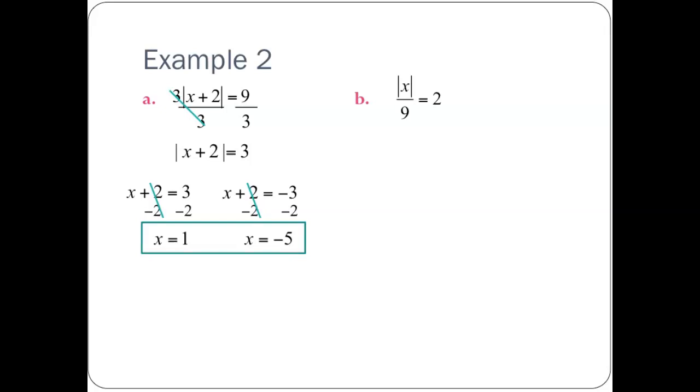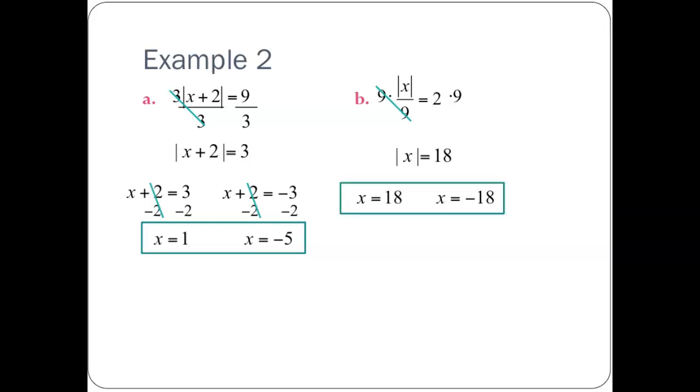All right, in the next one, we have the absolute value of x over 9 equals 2. So again, we want to get that absolute value by itself. And since there's a 9 that we're dividing by here, I'm going to multiply both sides by 9 to get the absolute value by itself. So that leaves me with the absolute value of x equals 18. Write the two equations. We have x equals 18 and x equals negative 18. And actually, we don't need to simplify any further because x is already by itself in both cases. So x equals 18 and negative 18.